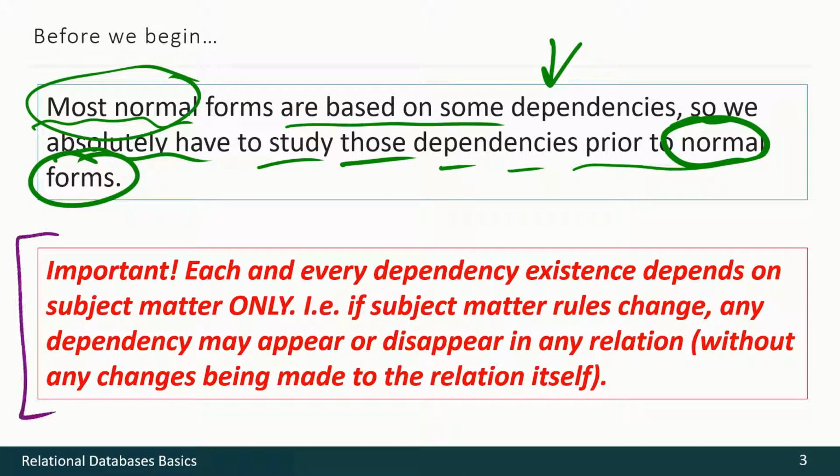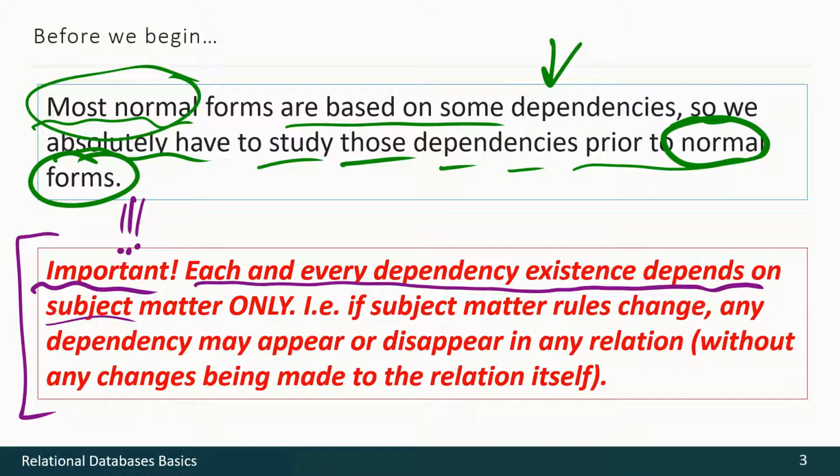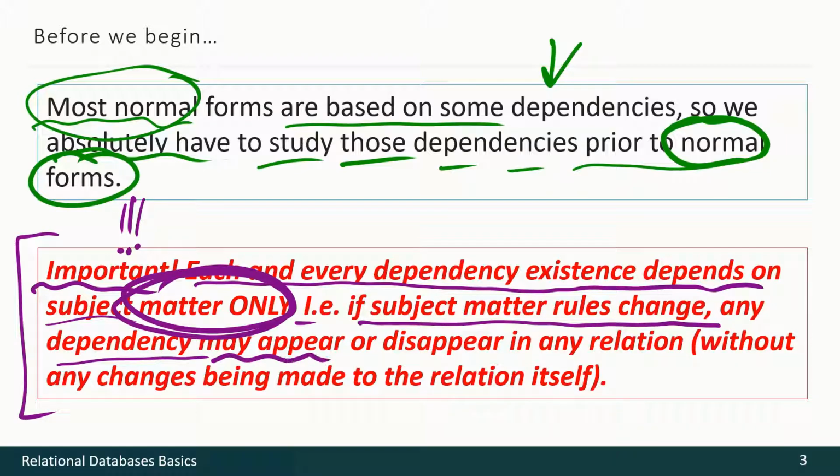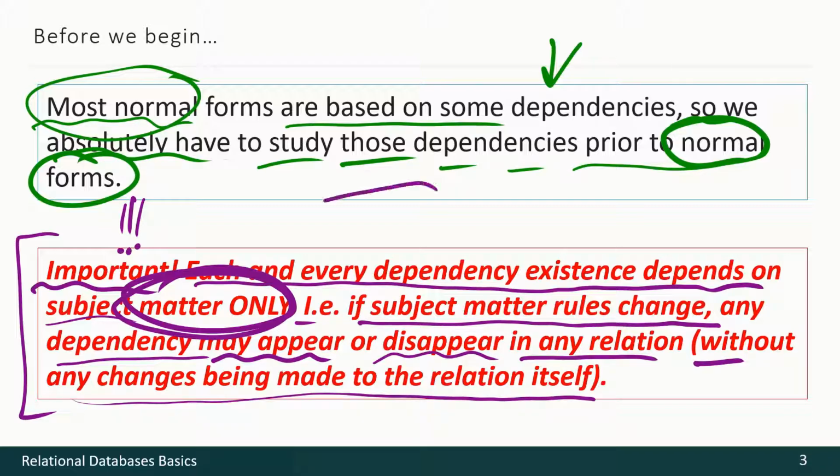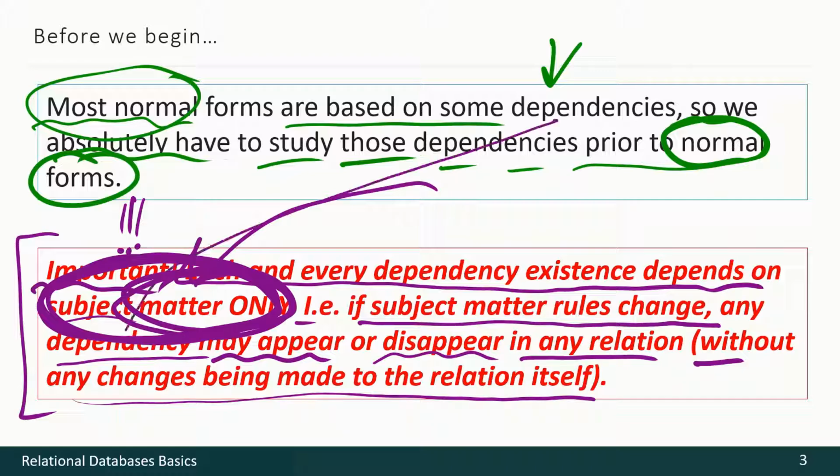And there is one extremely important fact. That is, each and every dependency's existence depends on subject matter only and only. It is, if subject matter rules change, any dependency may either appear or disappear in any relation without any changes being made to the relation itself. So, the subject matter is the only source of existence or non-existence for any dependency. Please remember this fact, it's absolutely necessary to understand.